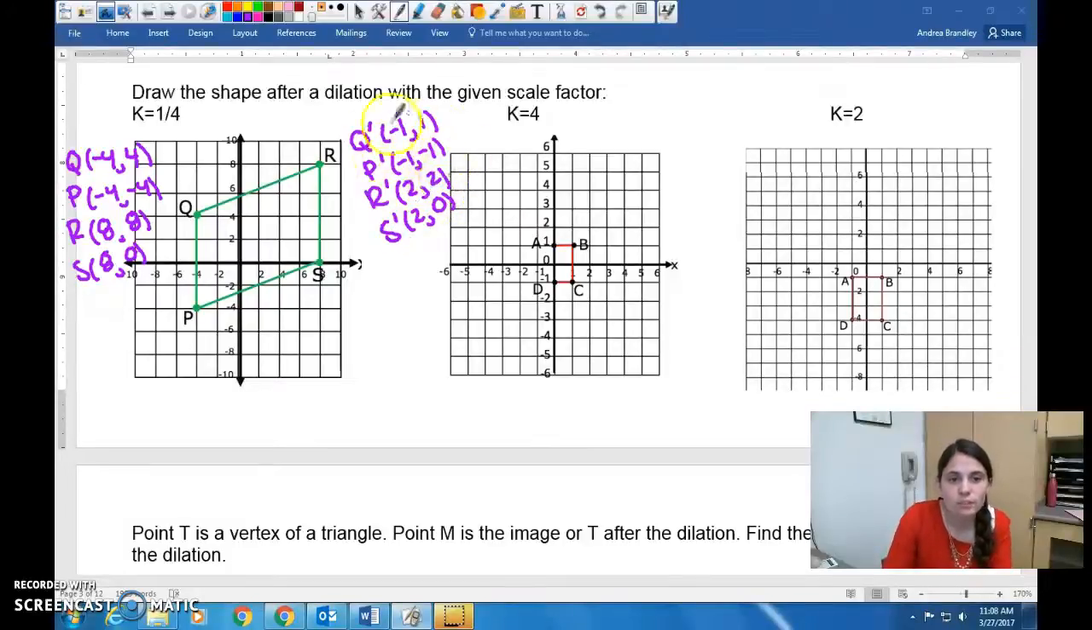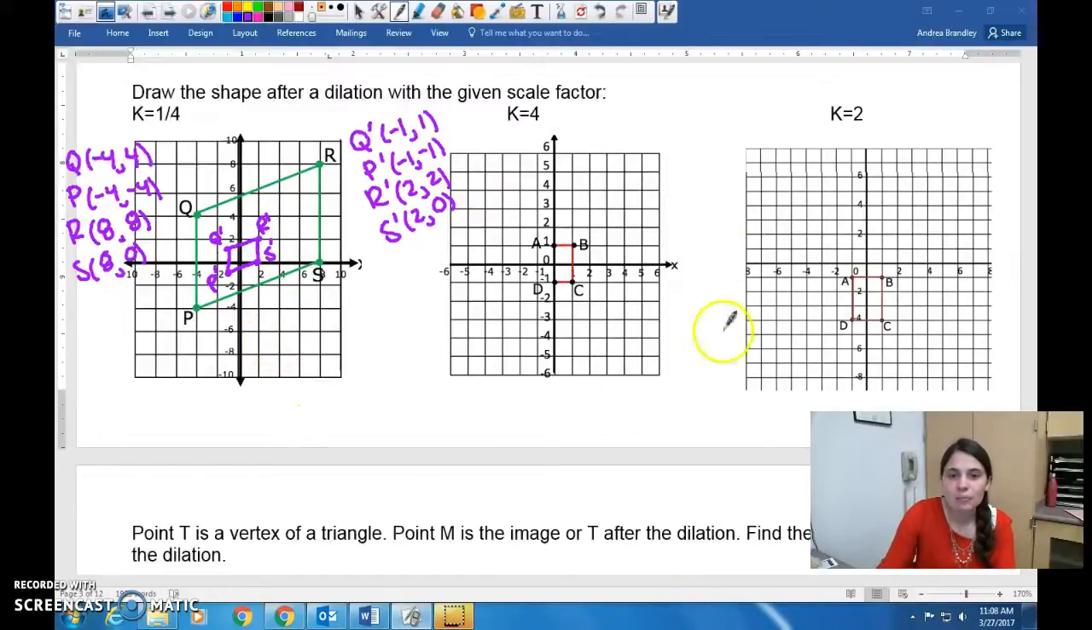So here's the points for my new figure. So I'm going to go -1, 1 is about right here, and that's Q prime. And then -1, -1 is about right here, that's P prime. 2, 2 is R prime, and 2, 0 is S prime. So I'm going to go ahead and connect those, and there's my dilated figure.